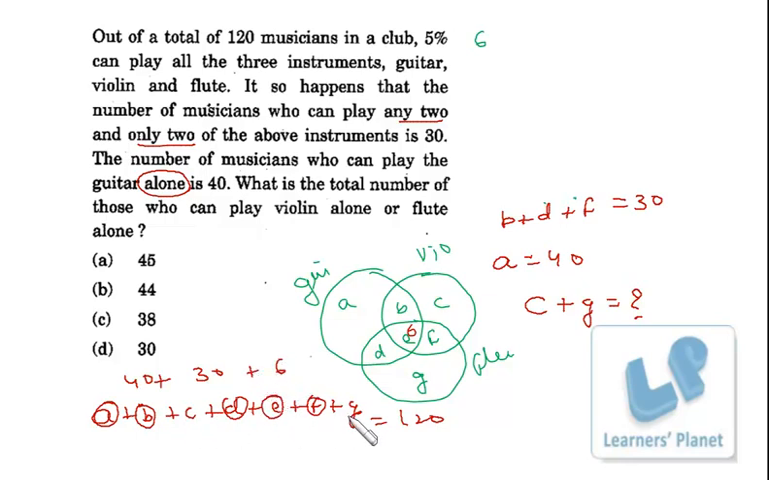Now only C plus G is left. On the left hand side, 40 plus 30 plus 6 is 76, and on the right hand side it is 120. So C plus G is equal to 120 minus 76, that is 44. Right? So that's very simple. If you are clear with the concept of Venn diagram, you can do this problem in not more than a minute.